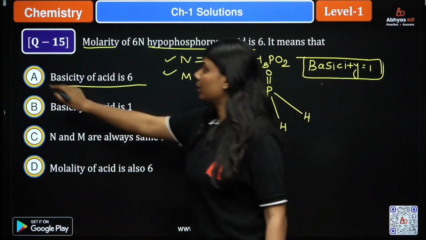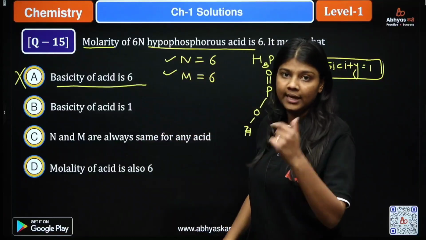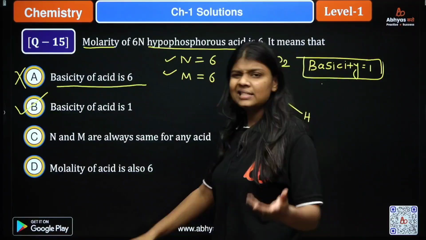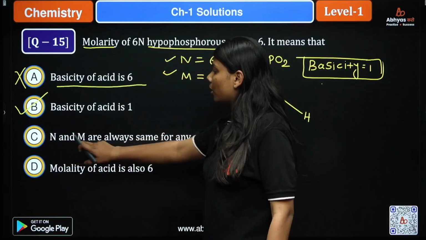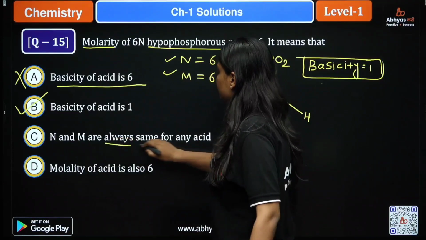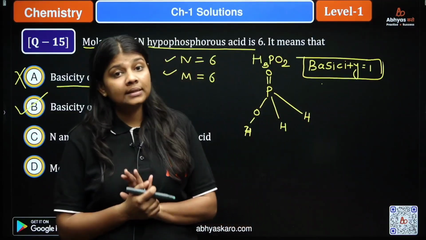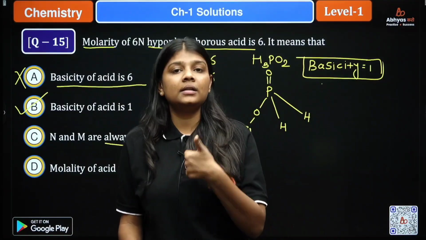So this is not a right answer. Option number B, basicity of acid is 1. Yes, N factor is 1. So the correct option is option number B. Let's see the other options for the sake of your knowledge only. Normality and molarity are always the same for any acid? No, normality and molarity would not be the same. Why? Because not for all acids N factor is 1.